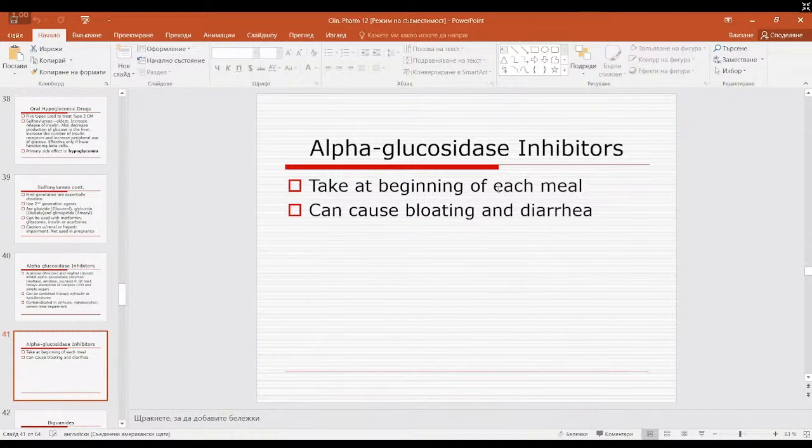They should be taken at the beginning of each meal, and because they lead to more starch and more complex sugars being left in the gastrointestinal tract, they usually lead to bloating and diarrhea in patients with diabetes.